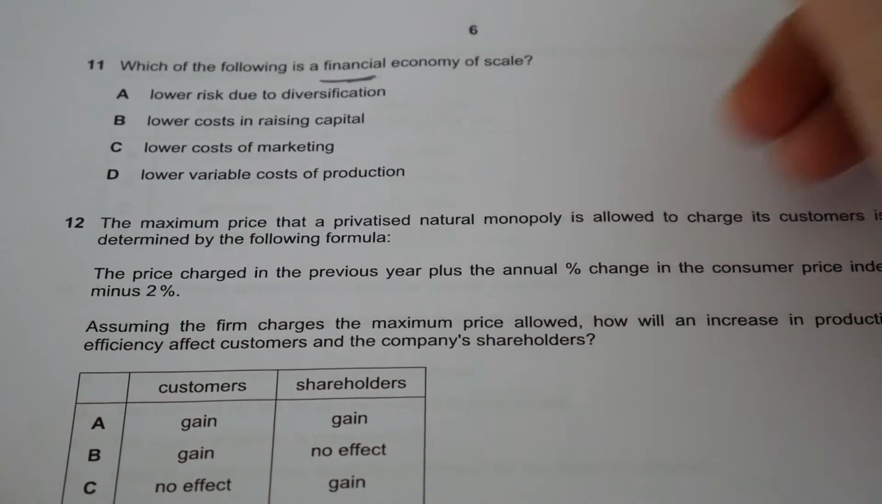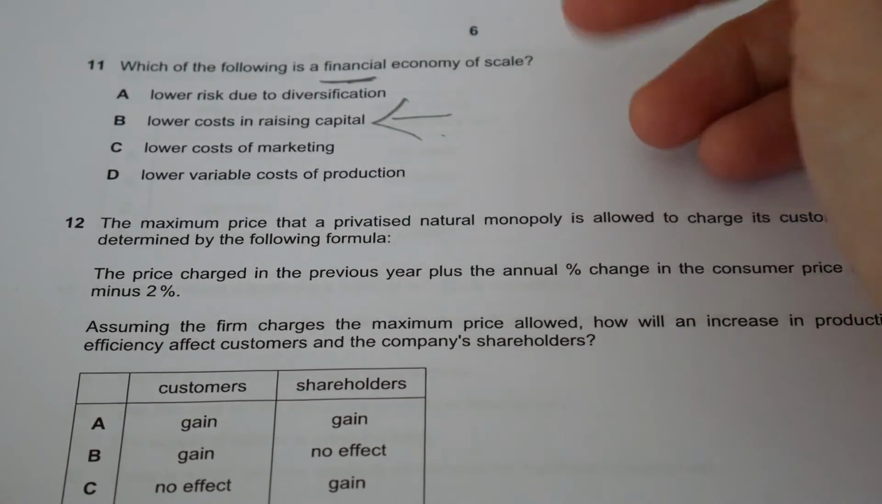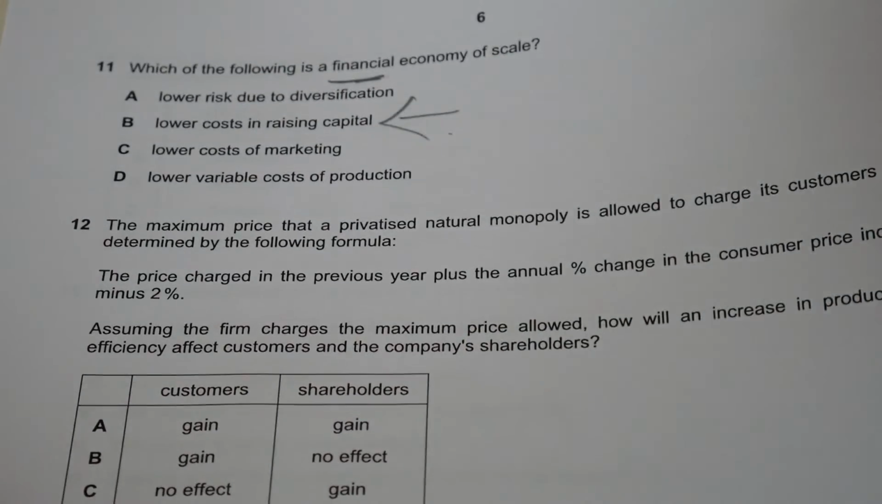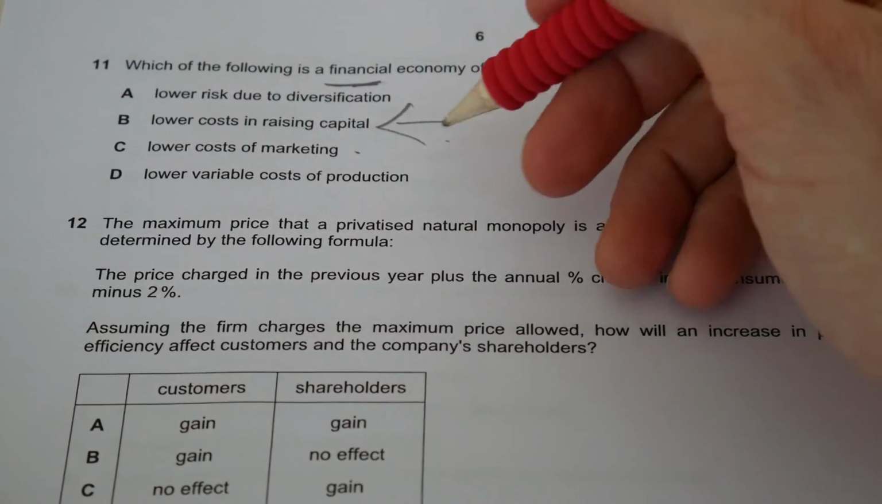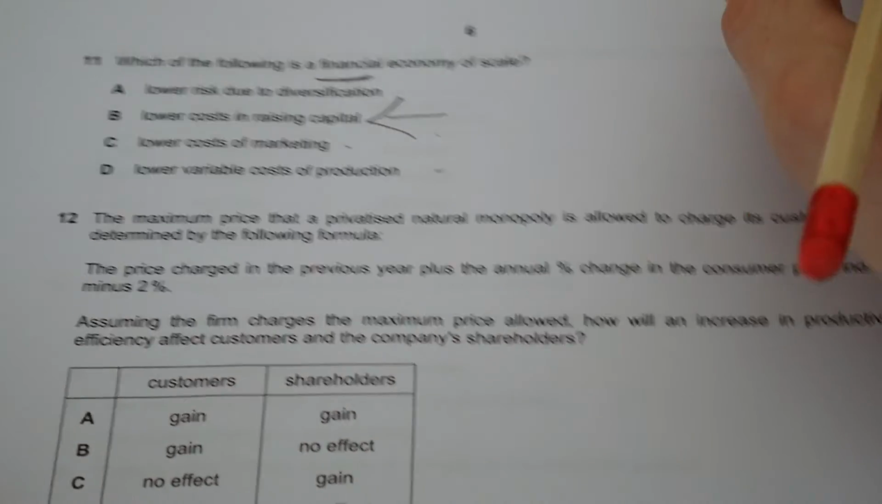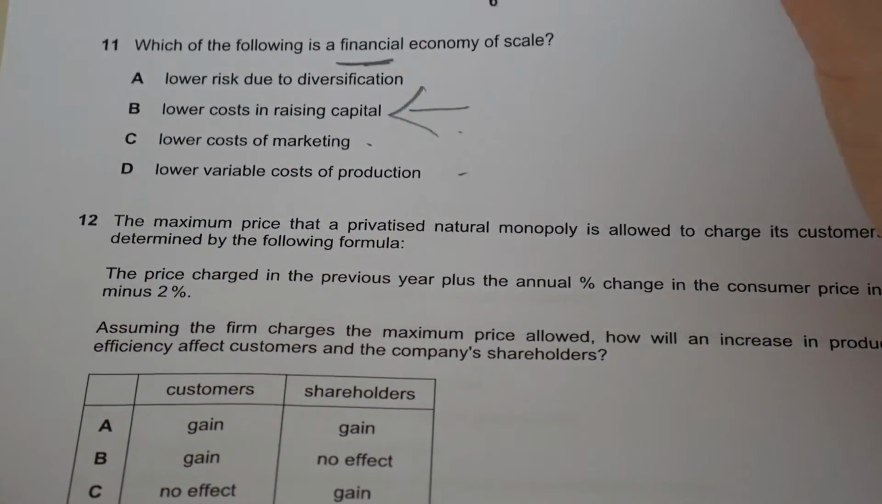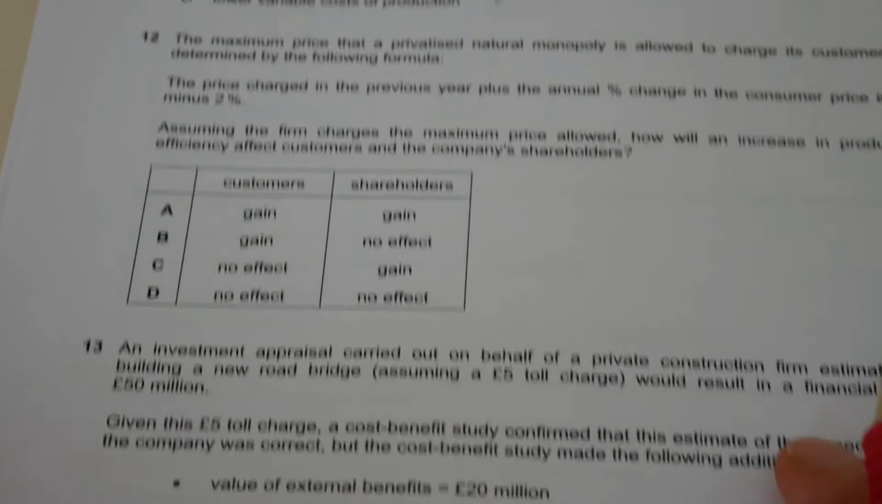Lower costs in raising capital. Yes, well, that's certainly true. So public limited companies can raise finance a lot cheaper than smaller companies. Lower costs of marketing. Yeah, well, that's a marketing economy of scale. Lower variable costs of production. No, well, that's just things like bulk buying. Okay, so the answer would be B.